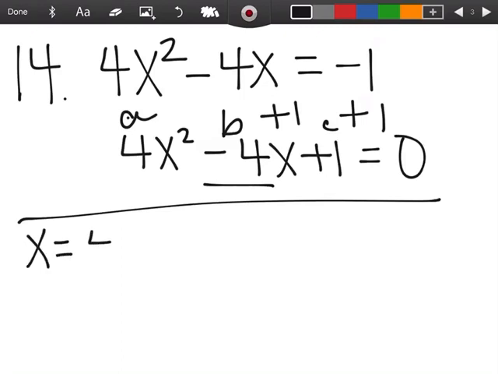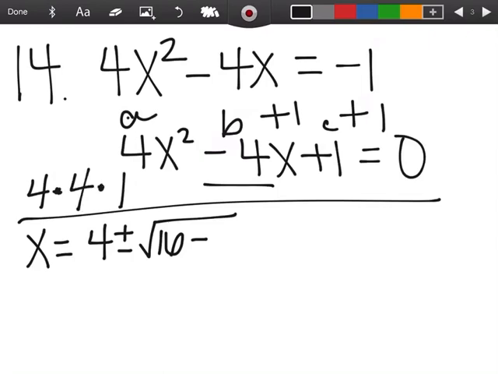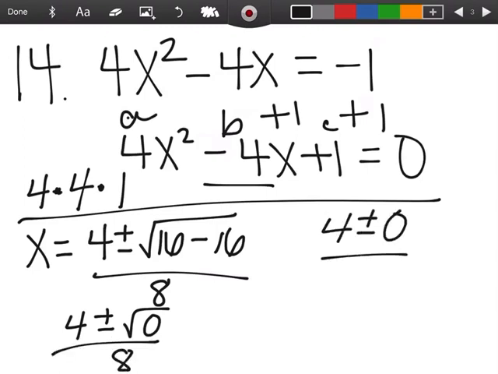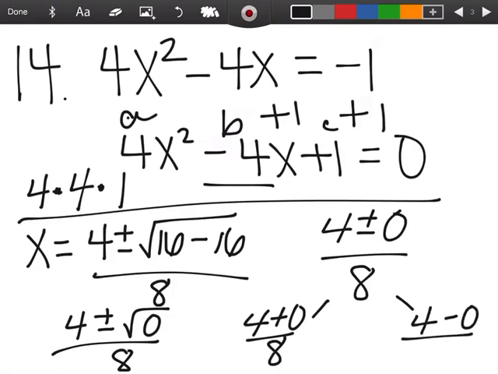So x equals the opposite of negative 4, which is 4, plus or minus the square root of negative 4 squared, which is 16, minus 4 times a times c, which is 4 times 4 times 1, which is 16, all over 2 times 4, which is 8. So 4 plus or minus the square root of 0 over 8. So the square root of 0 is 0. And so I can think of this as two separate equations if I want to, but 4 plus 0 and 4 minus 0 are both 4. And 4 over 8 is just 1/2.